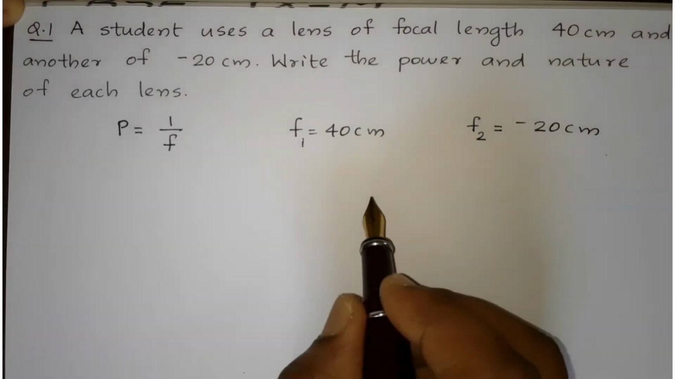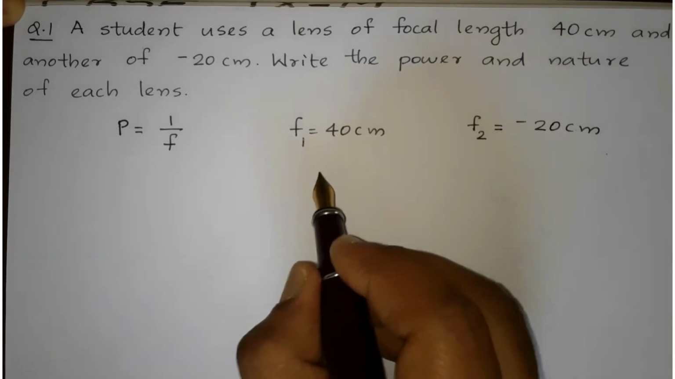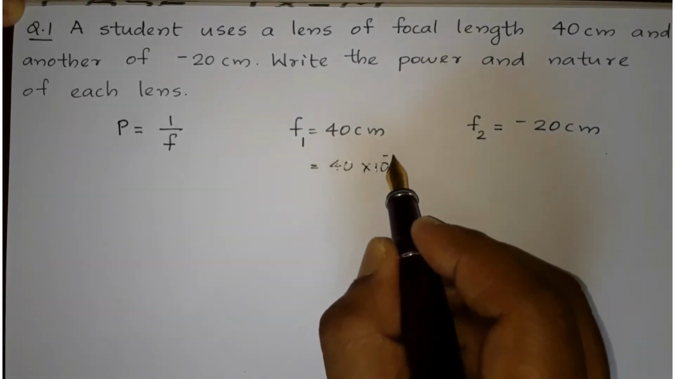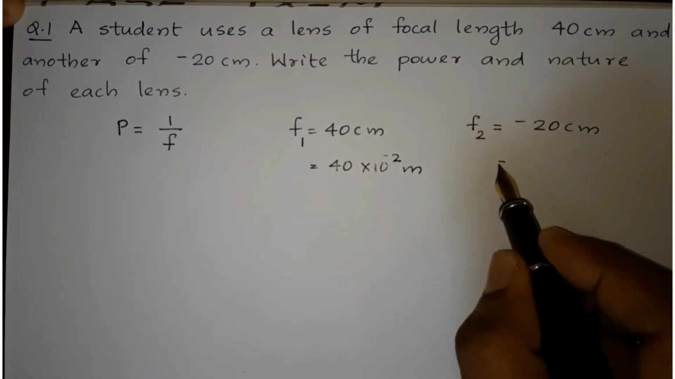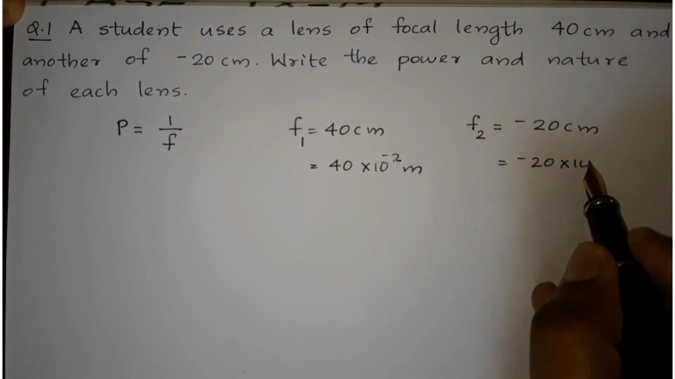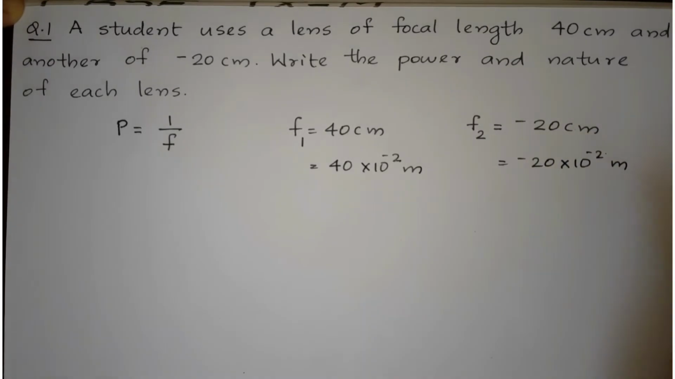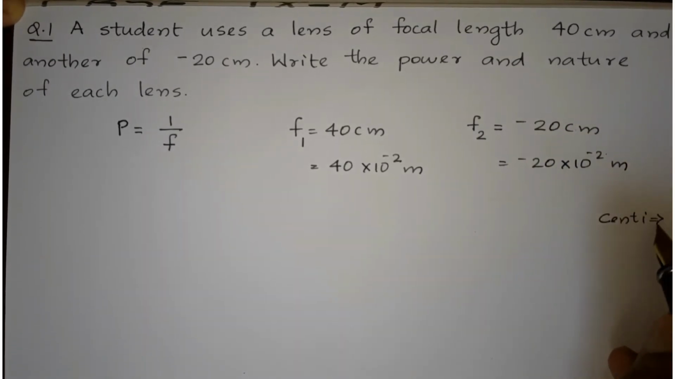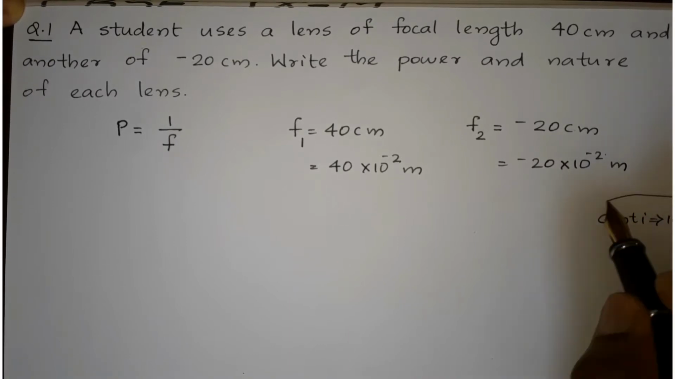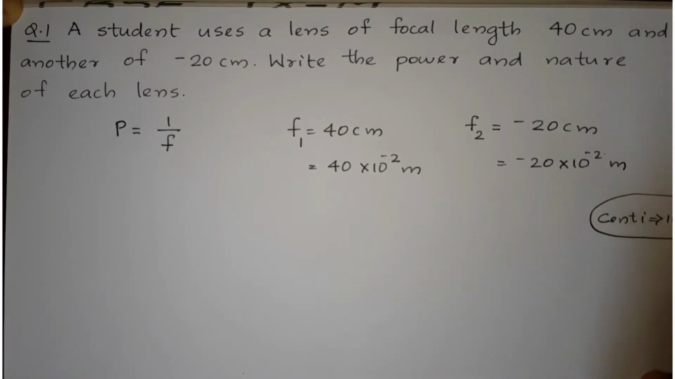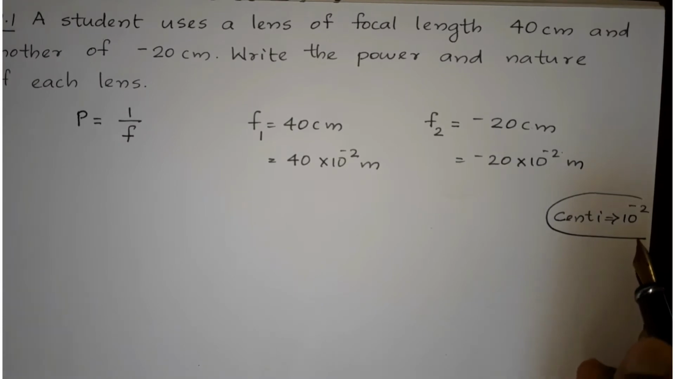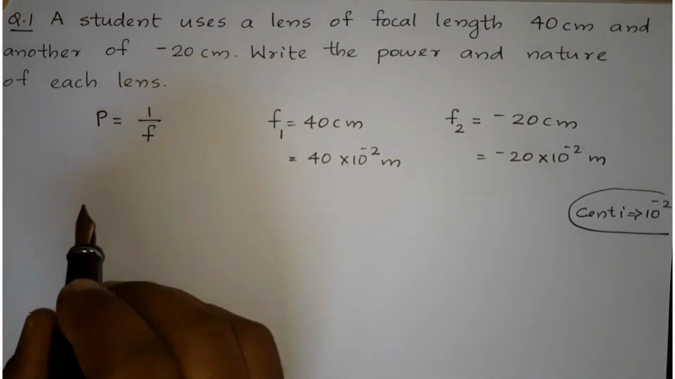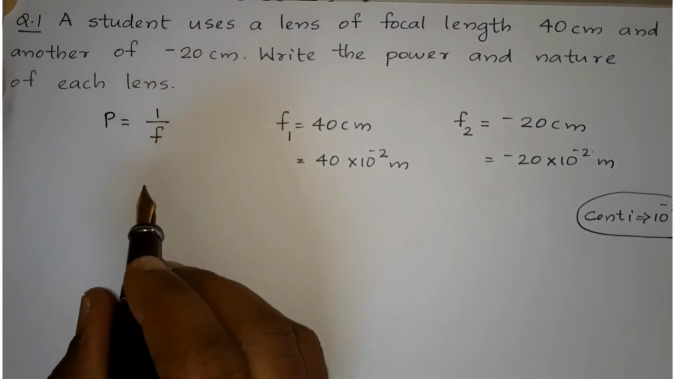We need focal lengths in meters. Centimeter means 10 raised to minus 2, right? So 40 into 10 raised to minus 2 meter. Here it is minus 20 into 10 raised to minus 2 meter. Okay, centi means it is 10 raised to minus 2. That is the conversion method. 10 raised to minus 2 is known as centi. So centimeter is converted to meter. Now we can apply it to get the power of the lens.